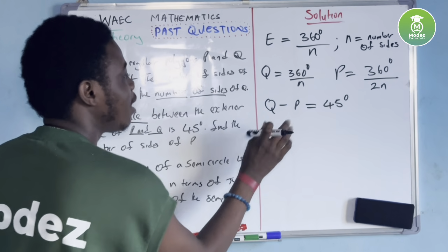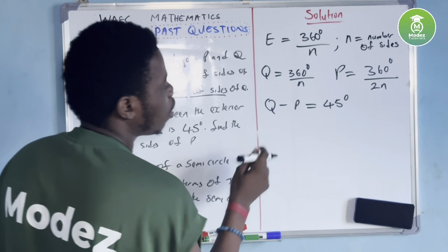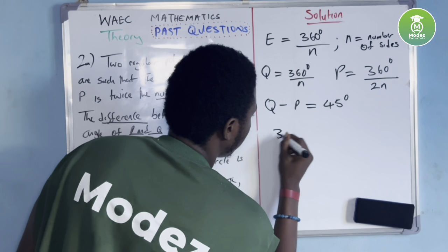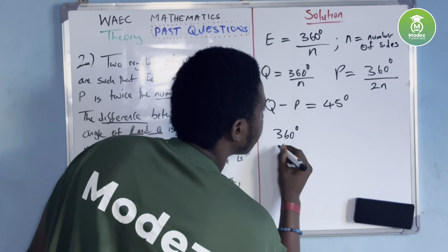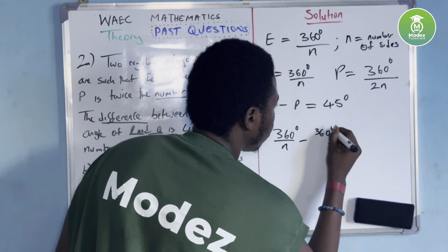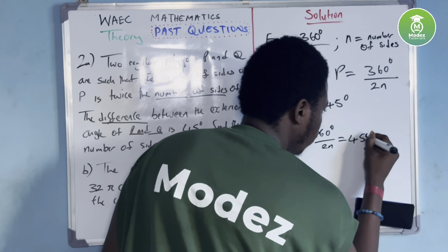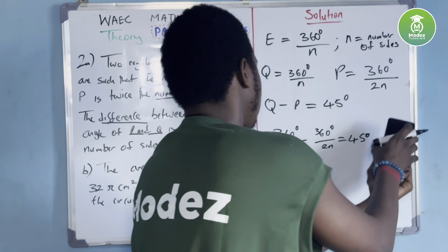According to the question. Now, all you just need to do is bring this into this equation, and what you get is 360 over n minus 360 over 2n equals to what? 45 degrees. I hope you are getting it.